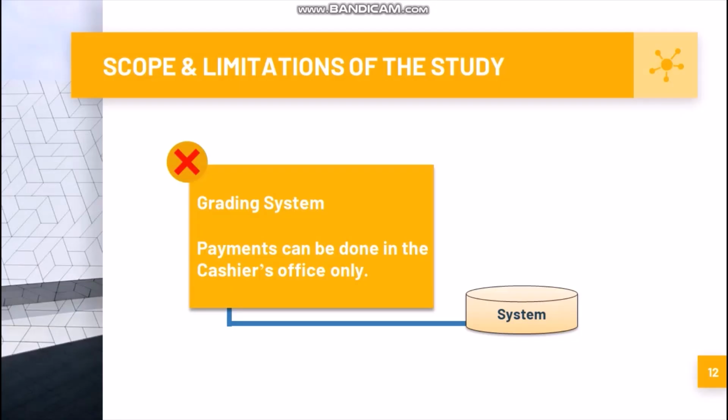The system temporarily does not include a grading system. All transactions should be done in the cashier's office only. And also, it does not provide online admission and does not release school credentials. And lastly, it is not capable of tracking schedule conflicts.